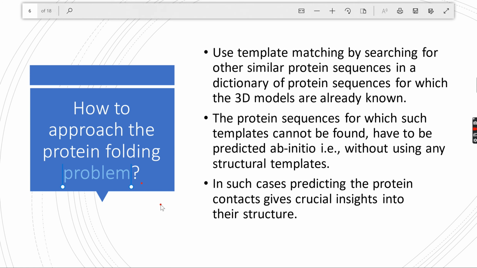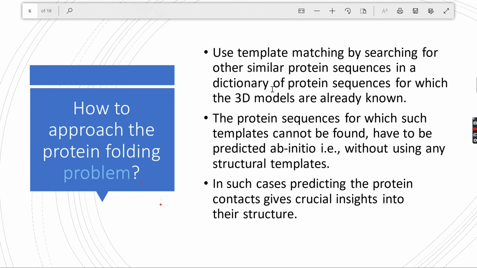Okay, in such cases what we have to do is this: the contacts between two residues of the protein, the residues are essentially the outgoing nodes of the chemical compound which interact on the edge of the protein. So if we are able to predict the contacts in the proteins, it would be very crucial, and they serve as anchor points for generation of the 3D model of the protein.